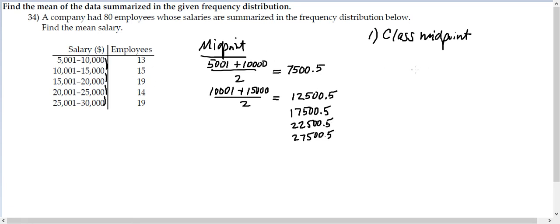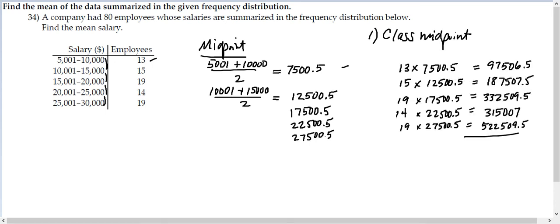Now what we do is take 13 times the class midpoint. With this first one we take 13 times 7,500.5. And we take 15 times 12,500.5, and we keep going all the way down. Once we multiply all of those and get all these big numbers, we add them up. So we get this big number, 1,455,040.